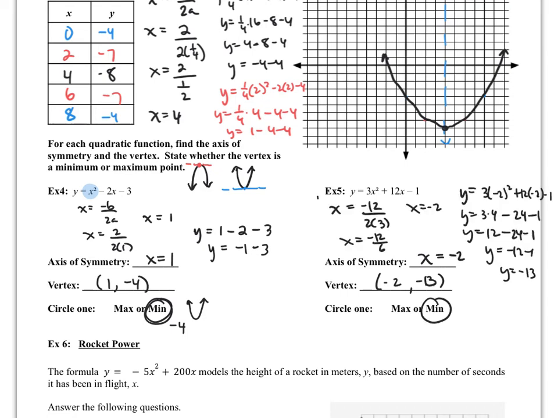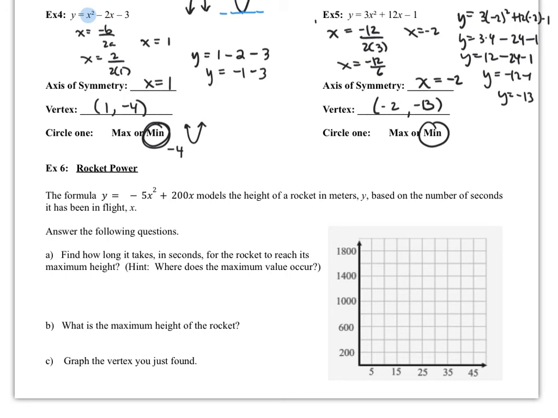In this case, my axis of symmetry would be negative 12 over 6, because of 2 times 3, which would be x equals negative 2. That's also going to be the x value of my vertex. If I replace x with negative 2, squared is 4, times 3 is 12. 12 times negative 2 was negative 24. 12 minus 24 was negative 12, minus 1 is negative 13. So my vertex is (negative 2, negative 13). Since the a value is positive 3, it's going to be an upward-facing parabola, which means that the vertex is a minimum value.